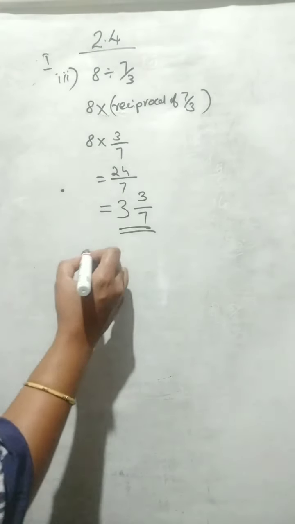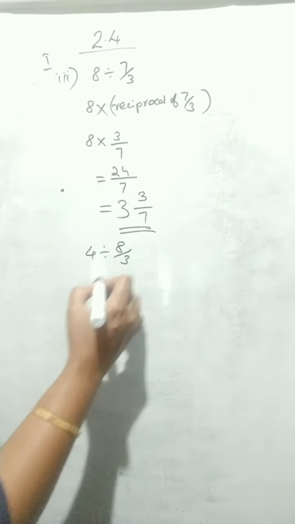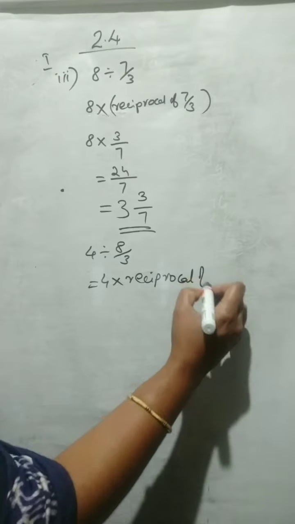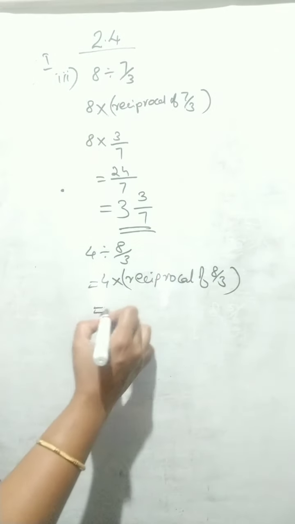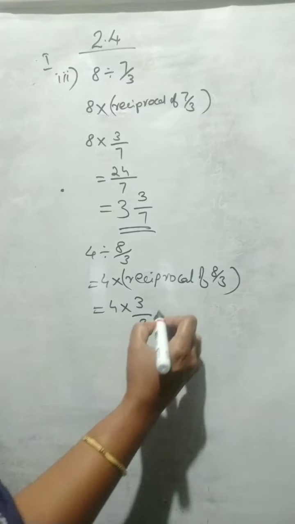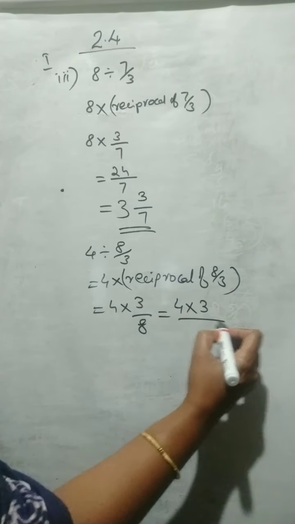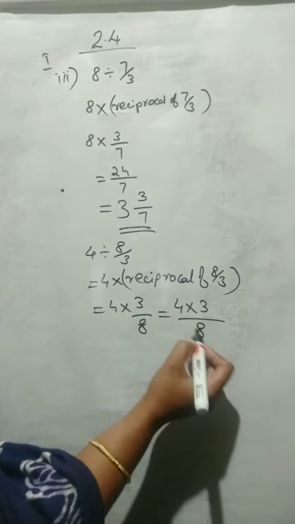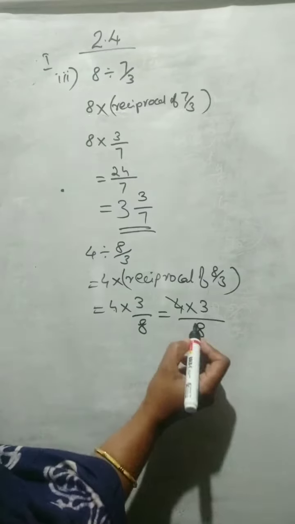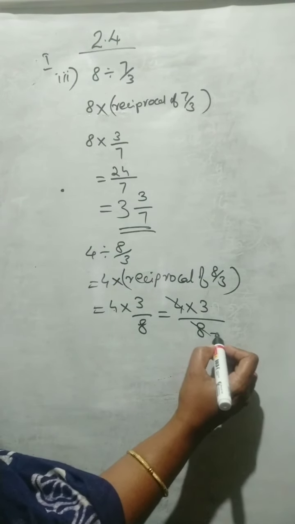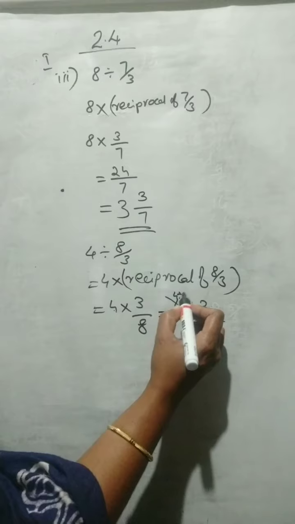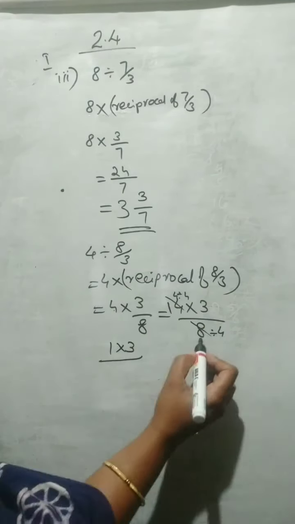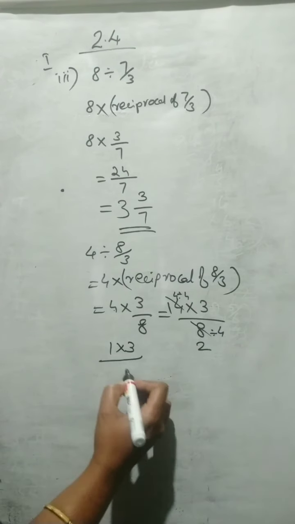Next question is 4 divided by 8 on 3, which is equal to 4 multiplied by the reciprocal of 8 on 3. That is equal to 4 multiplied by 3 on 8. So 4 multiplied by 3, then 8 will be there. Whole number multiplied by numerator, divided by denominator. 4 and 8, we can cut both numbers by 4 itself. 8 divided by 4, 4 divided by 4. 4 divided by 4 is equal to 1. So 1 multiplied by 3. Then 8 divided by 4 is equal to 2.